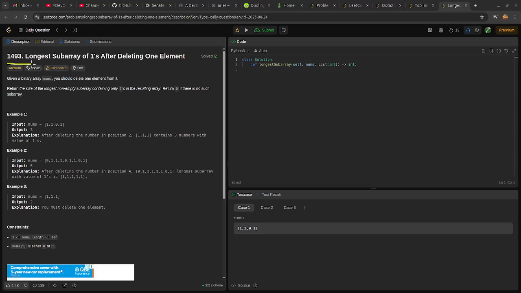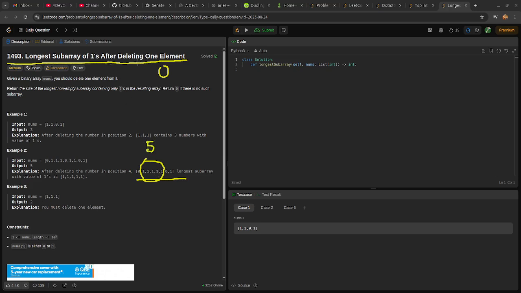Leetcode medium problem 1493, longest subarray of 1's after deleting one element. If you want to delete one element, which could be 0, then it could be some case like this. We have to find out the length of a subarray with all 1's, which is this one: 1, 2, 3, 4, 5, which is 5. So this is a possible answer.